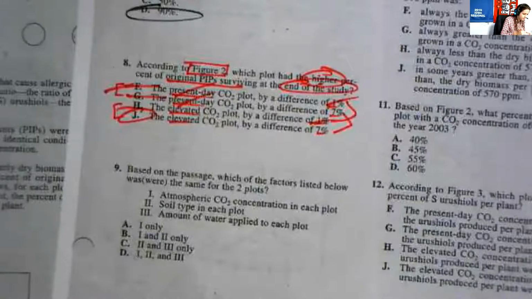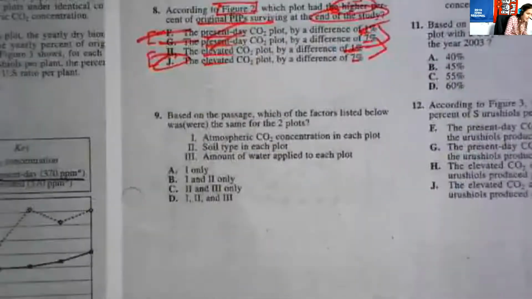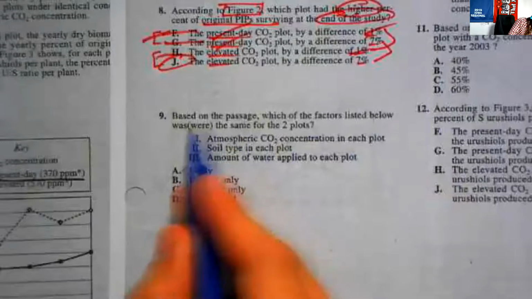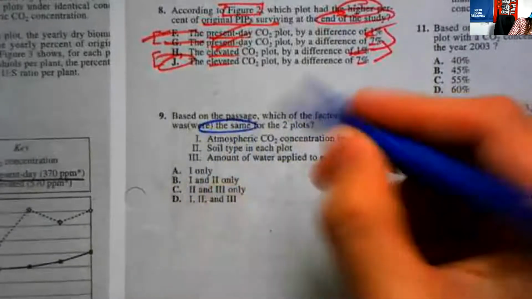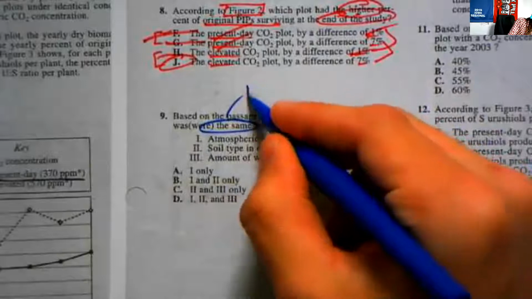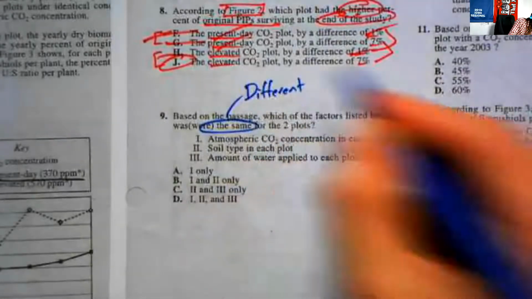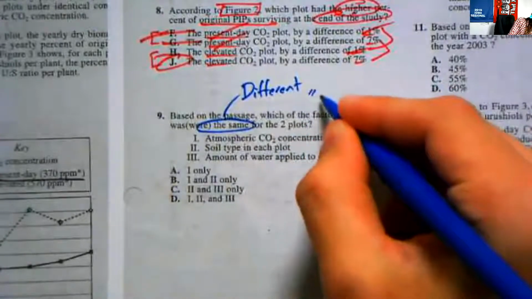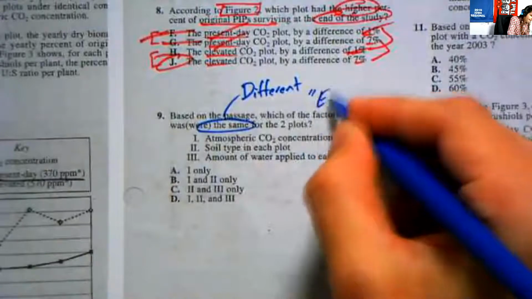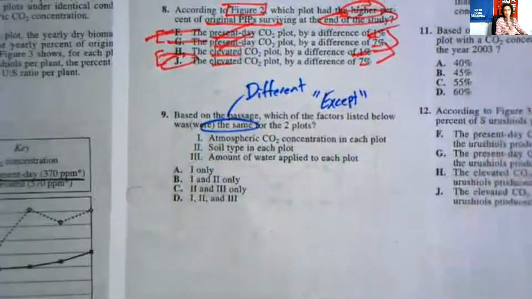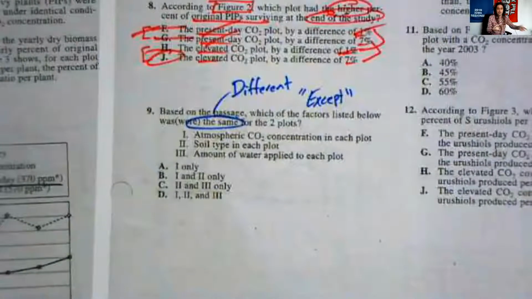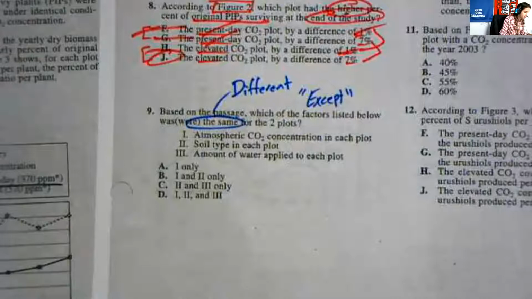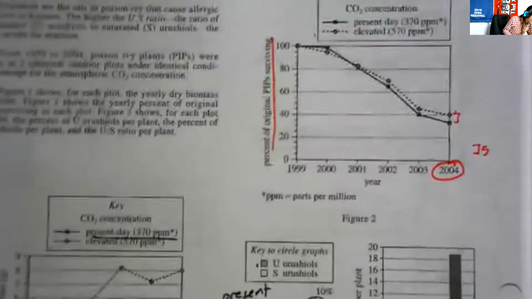Number 9 is a weird question, one maybe you haven't seen before because you just had to read. Based on the passage, which of the factors listed below were the same? If we're ever looking for what's the same, we're often going to have to consider what's different. And what's different is going to be signaled by the word except. If you see the word except, you have just found where the differences are. So based on the passage, which 2 factors were the same for the 2 plots? So you go back here and you look.